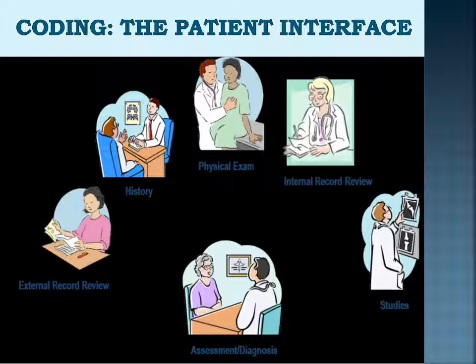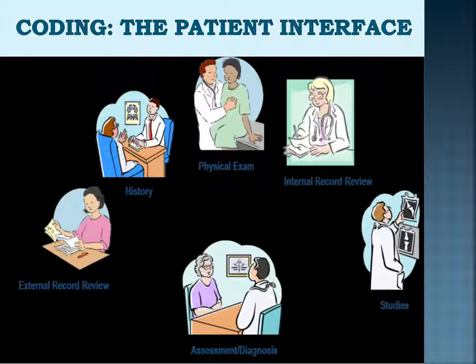If we take a look at how the patient interfaces with the codes, let's start first with your external record review. As the provider, before you even go into the patient room, you're taking a look at their records. You're looking to see if there's any correspondence from any specialists. Then you go into the patient exam room and you're talking with the patient, eliciting a history, whether it be brief, detailed, or comprehensive. And then your next step is usually performing the physical exam. Again, it might be brief, it could be detailed, it could be comprehensive.